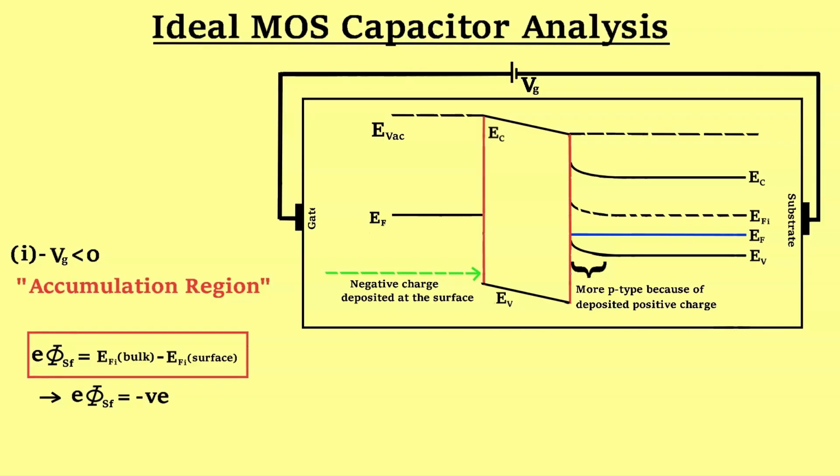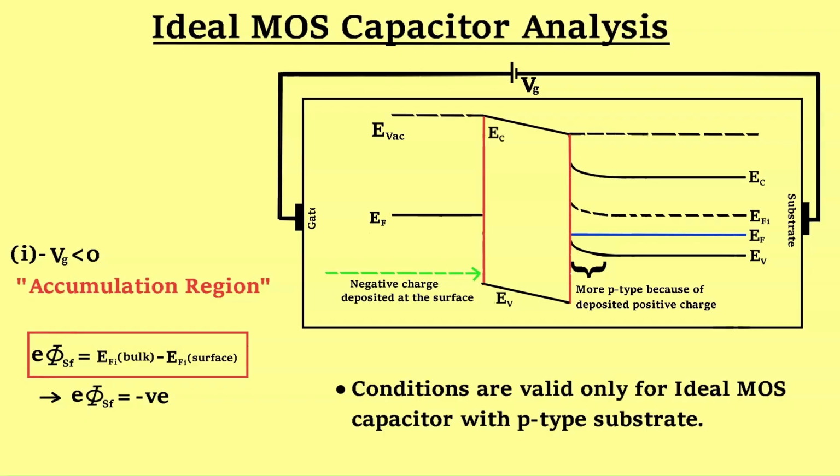You should remember we have taken an ideal MOS capacitor with p-type substrate. If we take an n-type substrate or a non-ideal MOS capacitor, then the conditions for applied external voltage will change for the accumulation region.